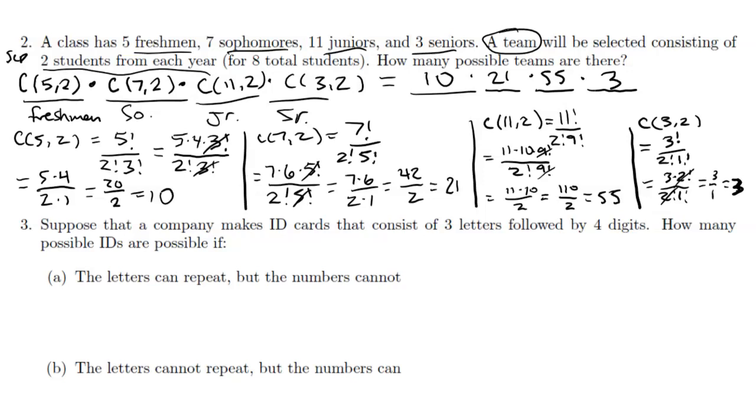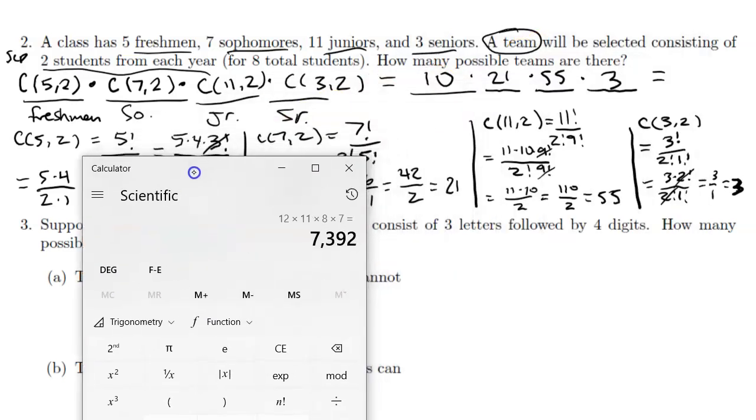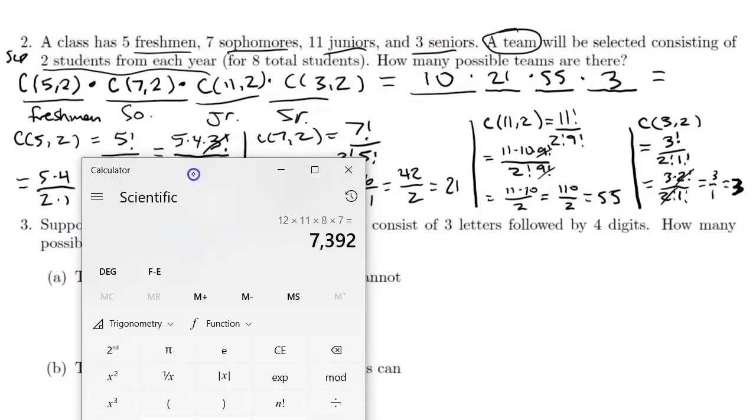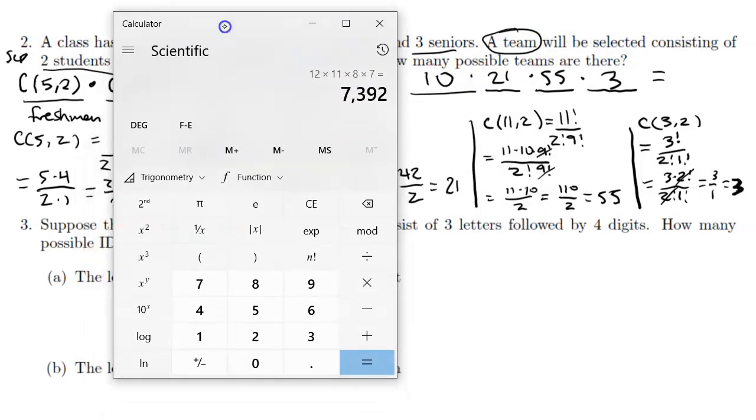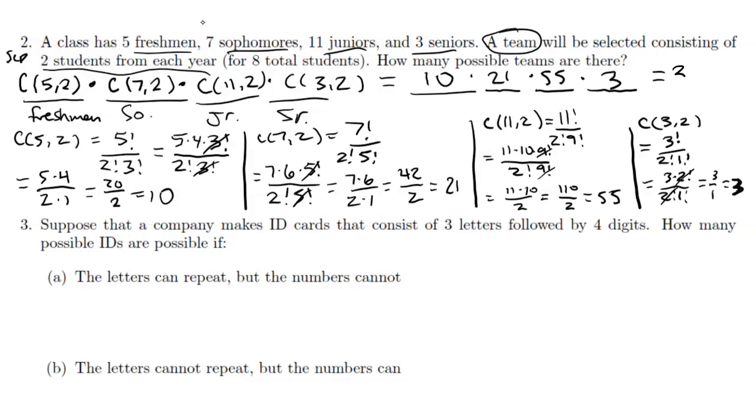So we've got the number of ways to pick the freshmen was 10, the sophomores was 21, juniors was 55, and seniors was 3, so 10 times 21 times 55 times 3 gives us 34,650 ways. So that's the number of teams consisting of 2 people from each class.